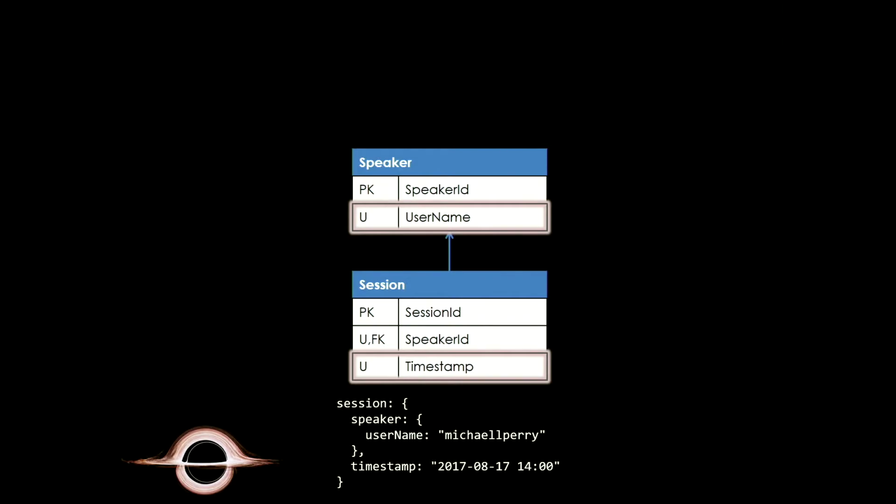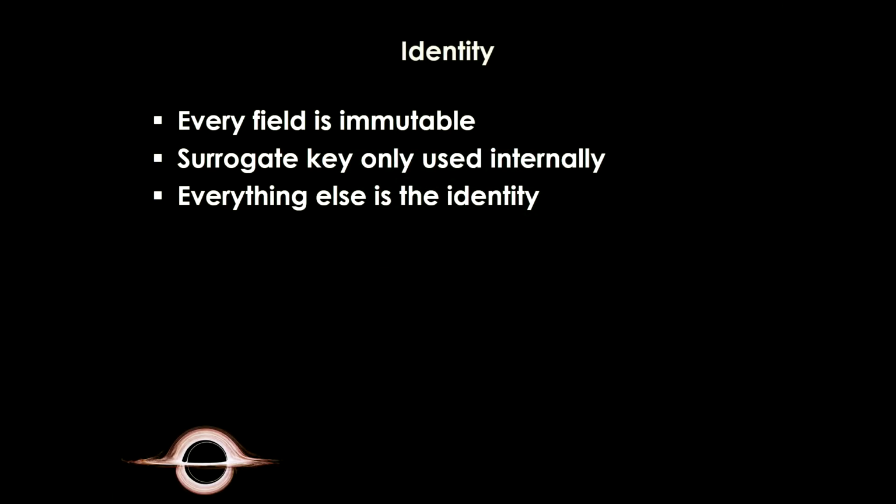So this is giving us our first set of rules. Our first set of rules are the rules around identity, that every field is immutable. You never update, and you never delete. Surrogate keys are only used internally. The identity of the object is everything besides the surrogate keys.